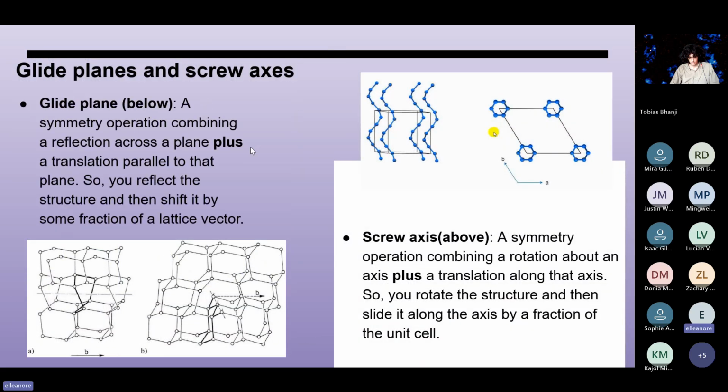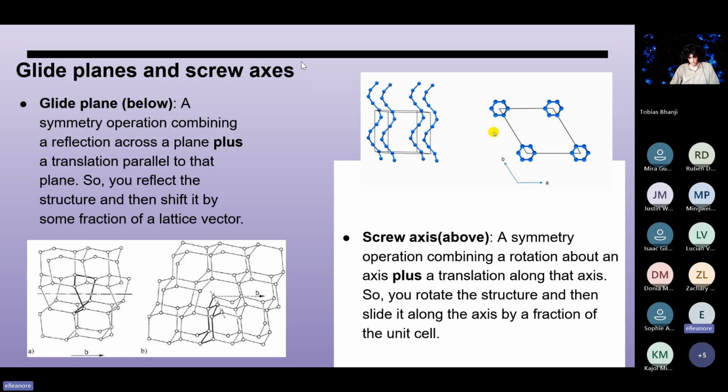So the glide plane, as an example below, is a symmetry operation combining reflection across a plane plus a translation parallel to that plane. So you reflect the structure, as you can see here, the first step across the axes, and then you shift it by some fraction of a lattice vector, so slightly up, so right here.